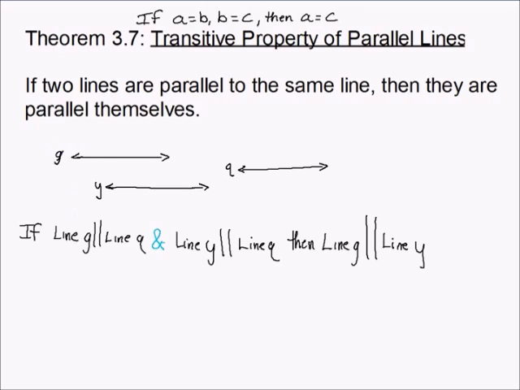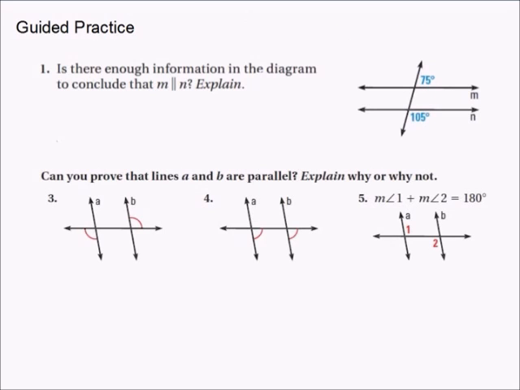So if line G is parallel to line Q, and line Y is parallel to line Q. So this is parallel to line Q, this is parallel to line Q, then we must think that line G is parallel to line Y. Look at that again. If line G is parallel to Q, line Y is parallel to Q. So here's a Q, here's a Q. That means that G has to be parallel to line Y. Let's go ahead and look at the guided practice.